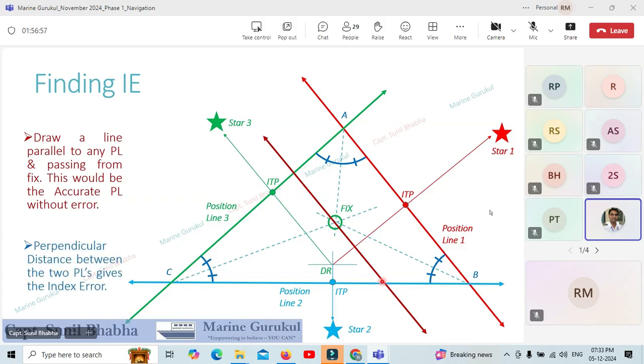Now the perpendicular distance between these two position lines gives us the index error of the sextant. Let me show you in the diagram. You see this maroon color arrow coming up. This shows the perpendicular distance between these two position lines: the red color PL having the error, and the maroon color PL without any error, the accurate PL. This is the index error of the sextant.